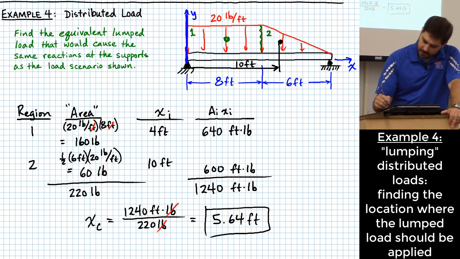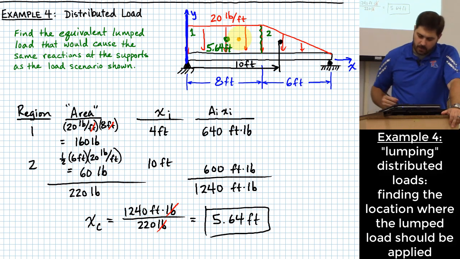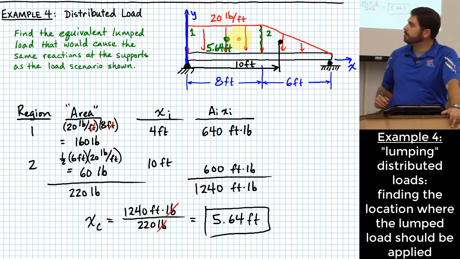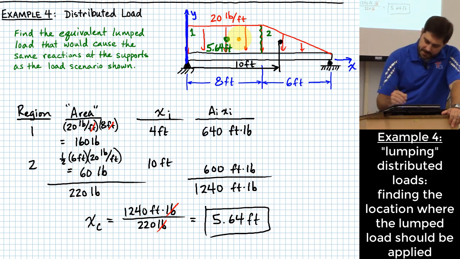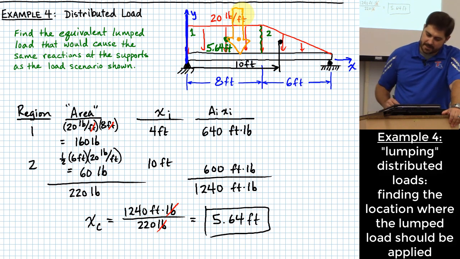Okay, kind of running out of space here, but let me just do it right here. 5.64 feet. And let's say that ends up being a location right in here. What does it mean I can do then? I can replace all of this distributed load with one concentrated load. Let's say something like this.